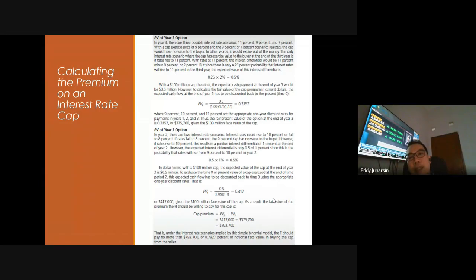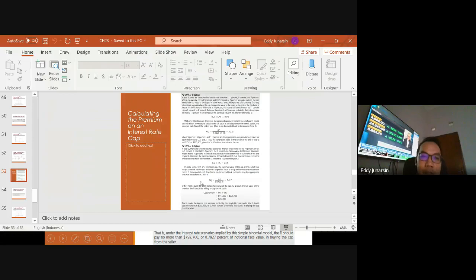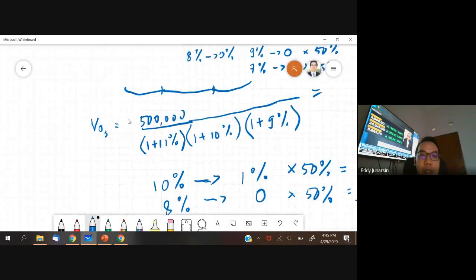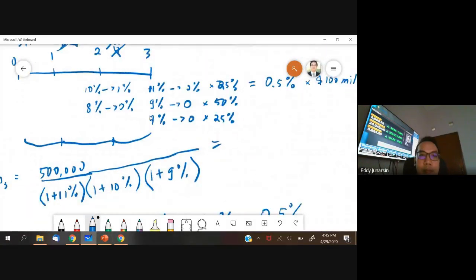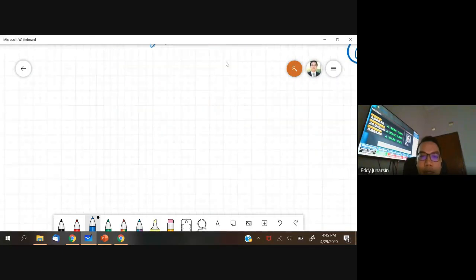But again, the option value, or sorry, the option price or the option premium, right? In the second year is supposed to be 500,000. However, if we want to find the market value of it, so see here. Let me draw again, I think.